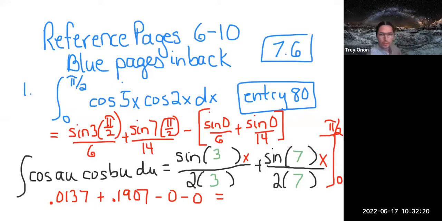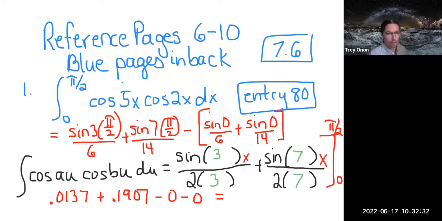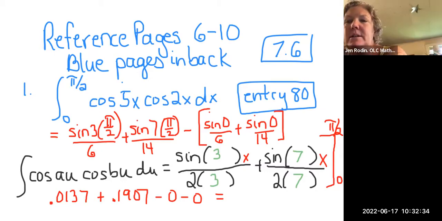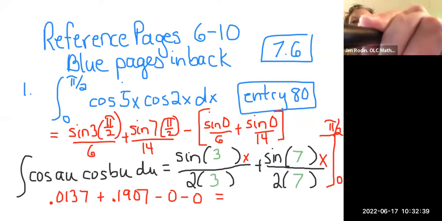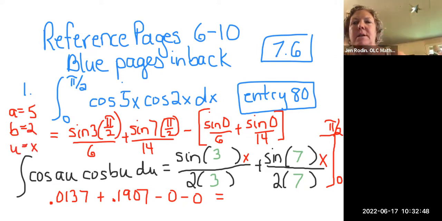Where did the 3s and 7s come from? Oh, okay. Oh, the two, back to the formula. Yeah, okay. It was A minus B and A plus B. So the first one was A minus B. So A was 5, B was 2, U was X. So we replaced all of those where they went from the formula.